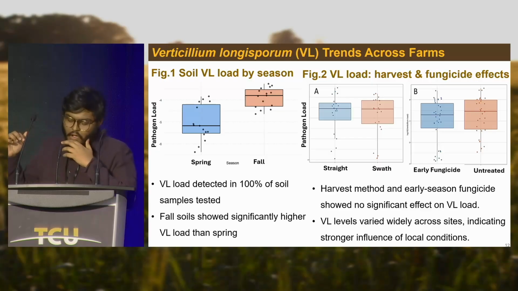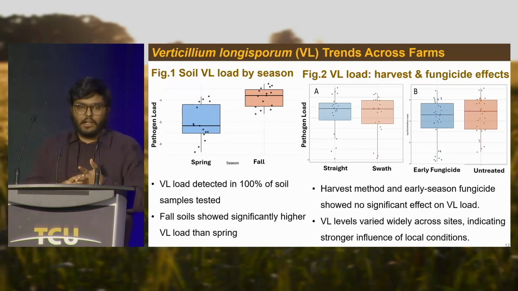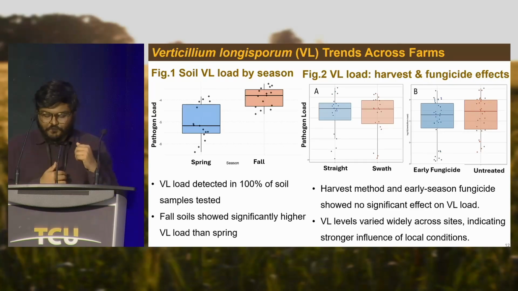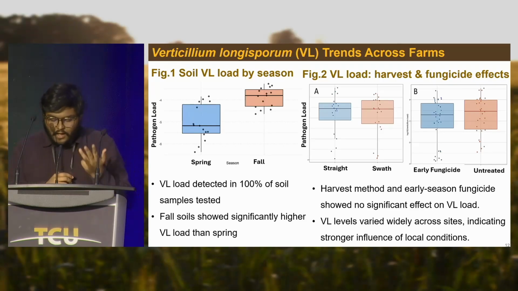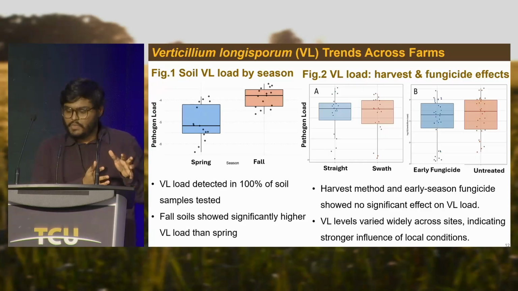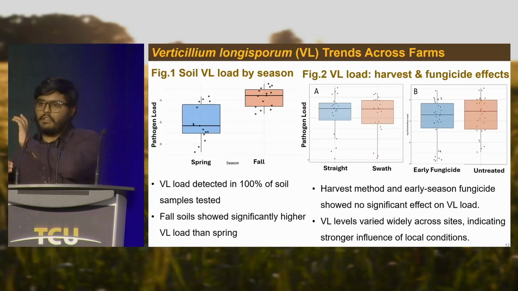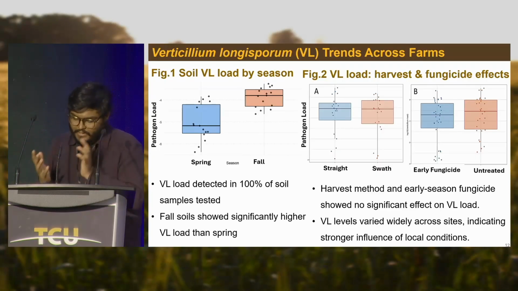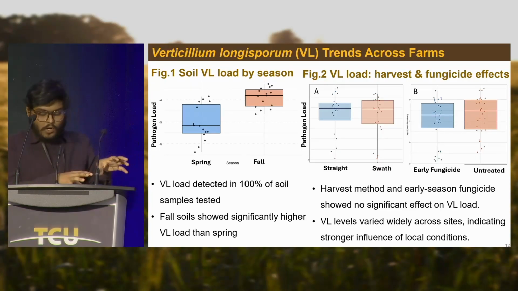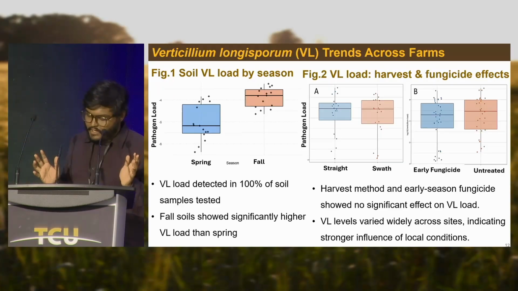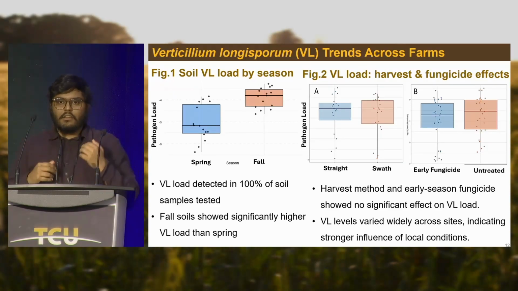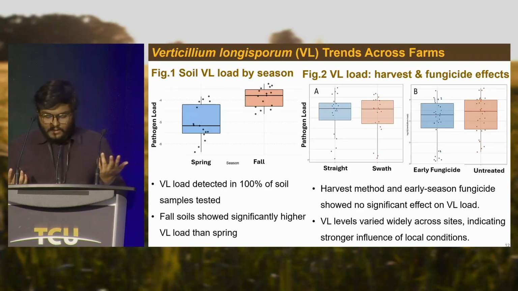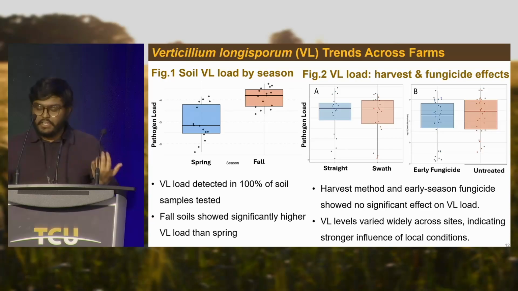On the right side, we looked at harvest method and in-season fungicide application in the stubble samples. Neither straight cut versus swath on the harvest management side, nor treated versus untreated for in-season fungicide application made a noticeable difference in verticillium levels. What really stood out was the larger site-to-site variation. That tells us that local field conditions and history likely have a bigger influence than any single management practice in a given year.